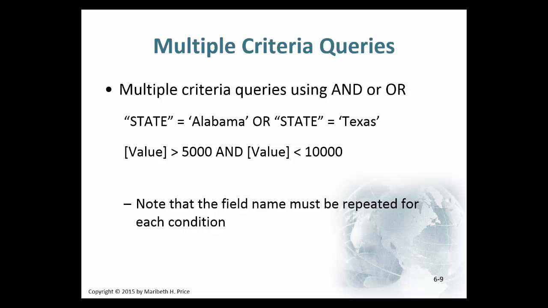We can use the operators and or to ask multiple questions at the same time. In this case, records having Alabama or Texas found in the state field will be selected. In the second example, records having a value above 5,000 but less than 10,000 in the value field will be selected.